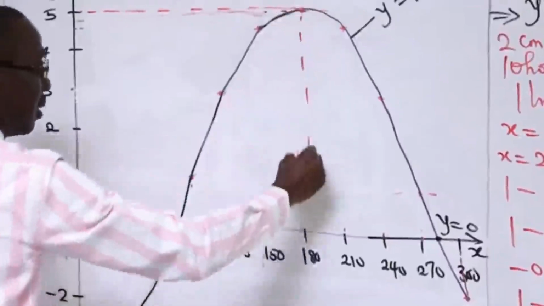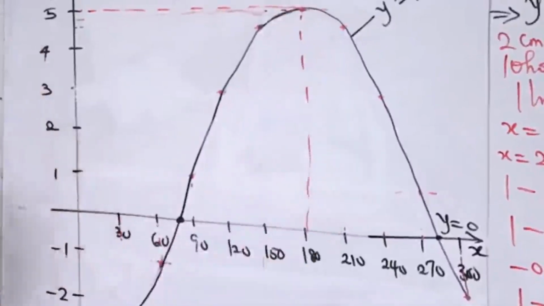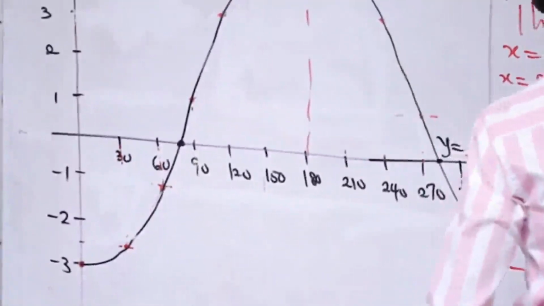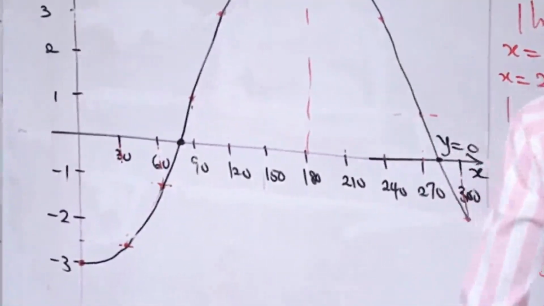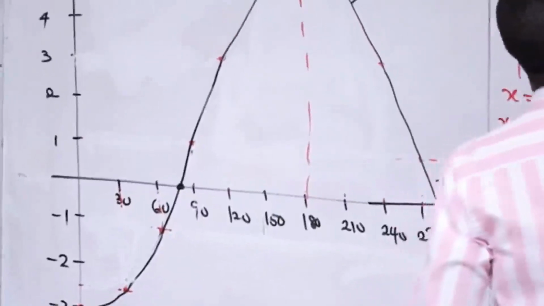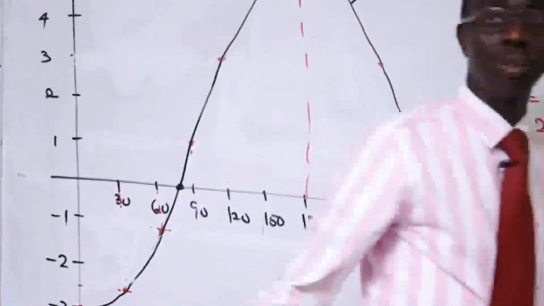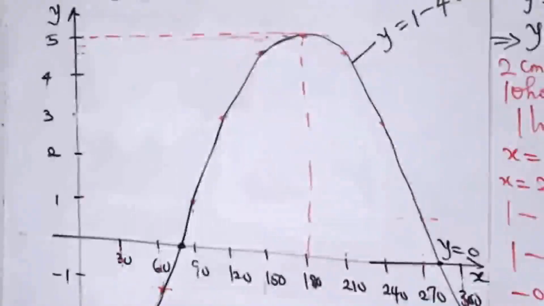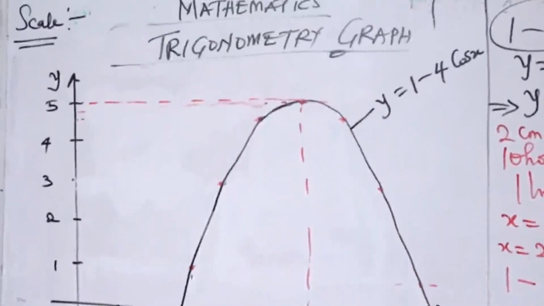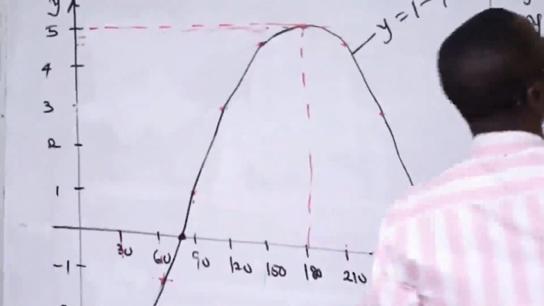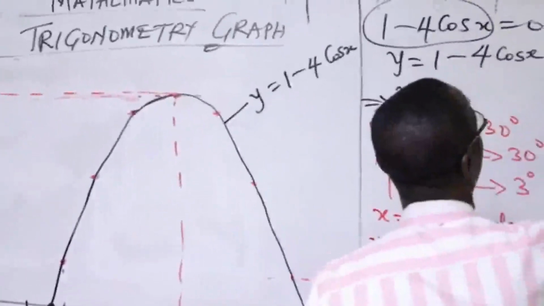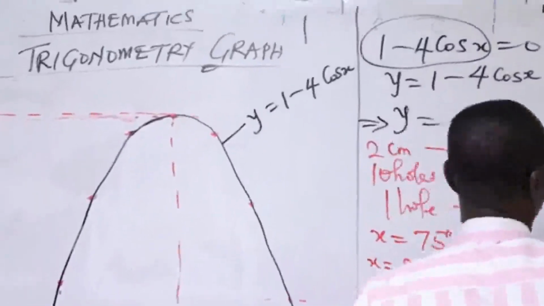Value of x, 180. So you tell them maximum value of y, max y, 5. Corresponding value of x, 180. But please, let it be in equation 8 cos x plus 5. Root of the equation 8 cos x plus 5 is equal to 0.